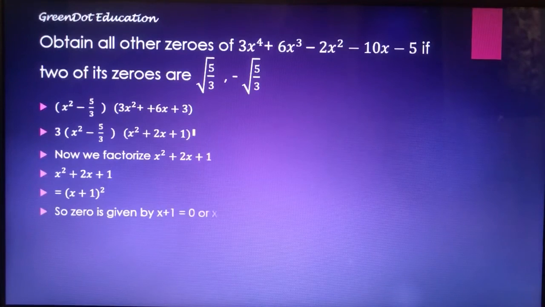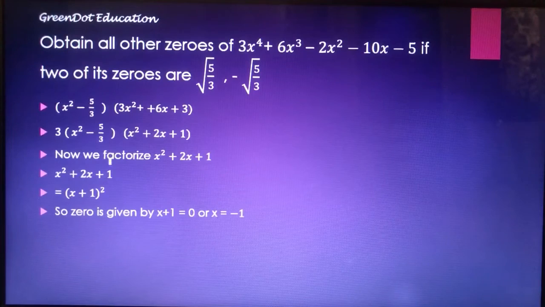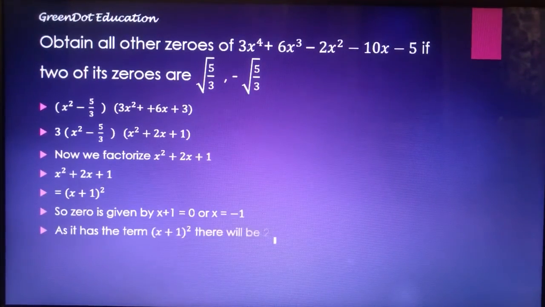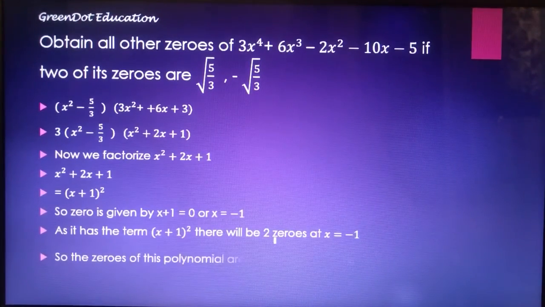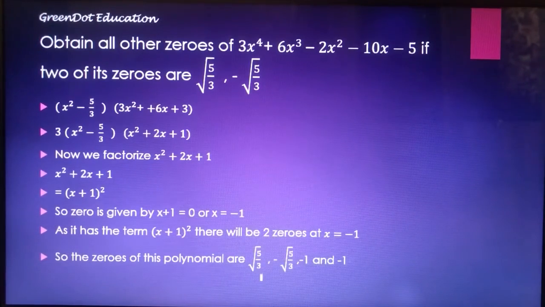This gives us that the zero of this factor will be x plus 1 is equal to 0, and hence we have x is equal to minus 1. So as it has the term x plus 1 whole squared, there will be 2 zeros at x is equal to minus 1. So the zeros of these polynomials are square root of 5 by 3 and negative square root of 5 by 3. These two are the zeros which have been given, and this minus 1 and minus 1 are the obtained zeros. In this way we can find out the zeros of the polynomials.